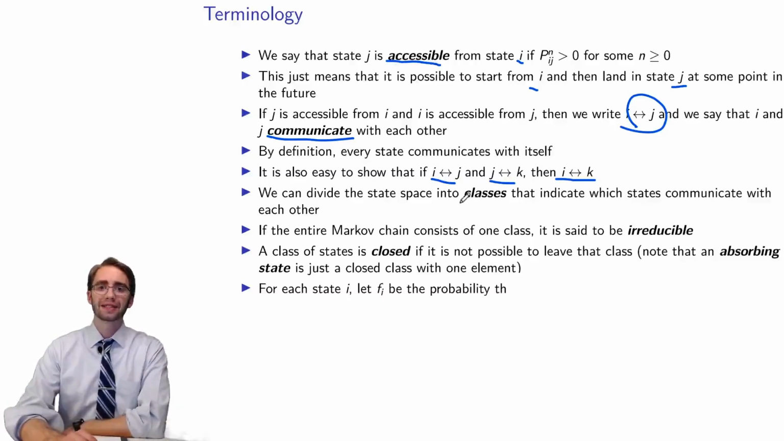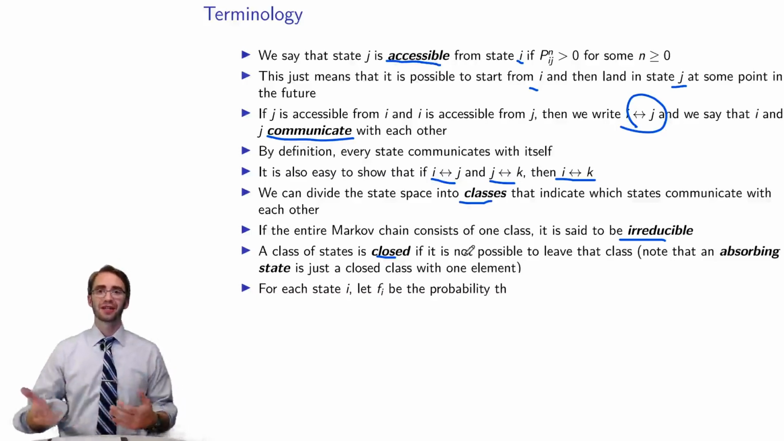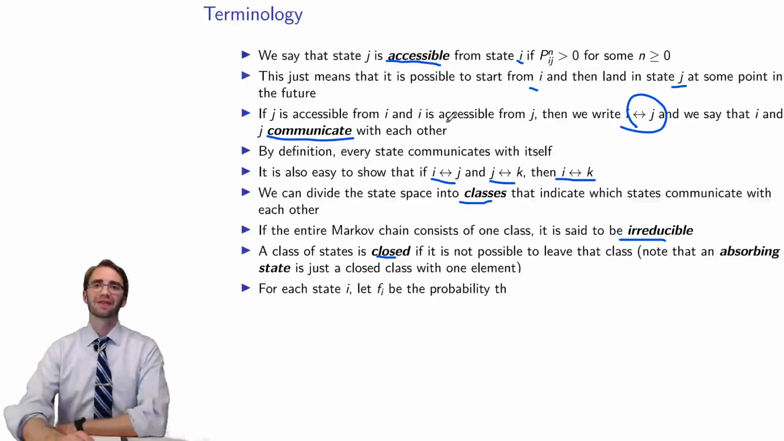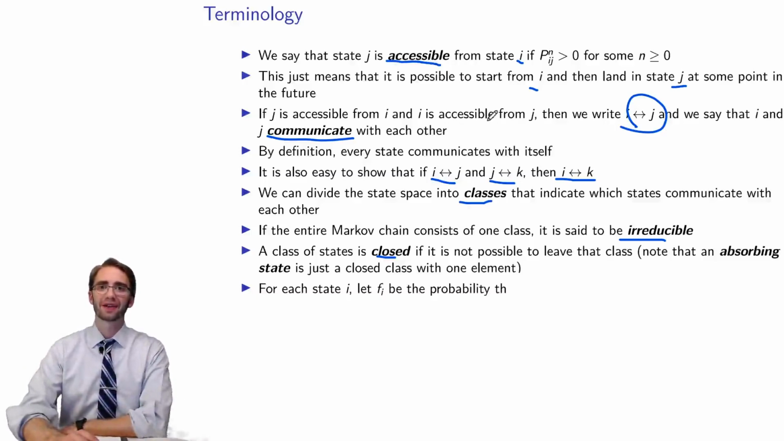You can divide the state space into classes based on which states communicate with which other states. If a Markov chain consists of one class, we'd say it is irreducible. And a class of states is closed if it is not possible to leave that class. Once you're stuck in a situation, you can never leave. You're in some cycle that goes on forever. So we'll see examples of that.